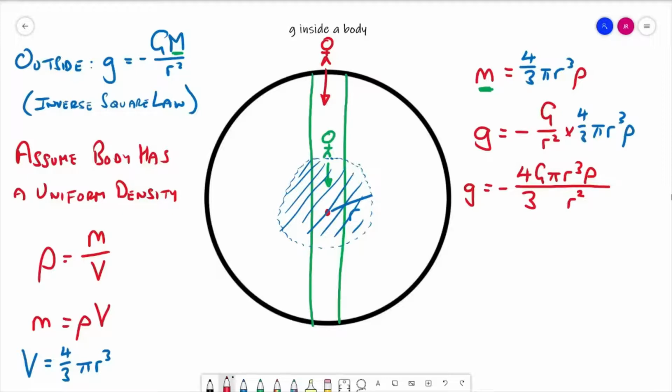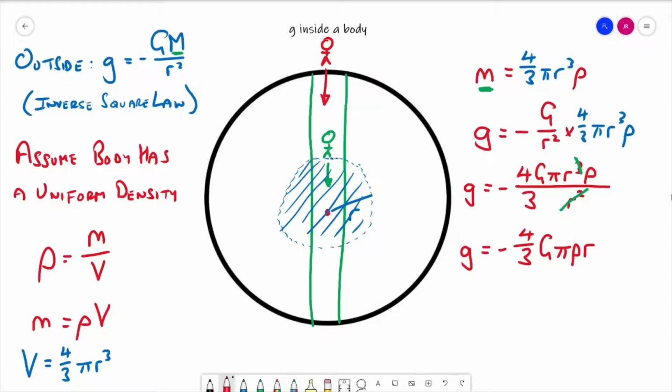Finally then, for the algebra side of things, again we can see that on the top we've got r cubed and on the bottom we've got r squared. The r squared will therefore cancel with at least 2 of those r's in the r cubed, and what we're left with then is that the gravitational field strength inside the planet is minus 4/3 G pi rho times r.